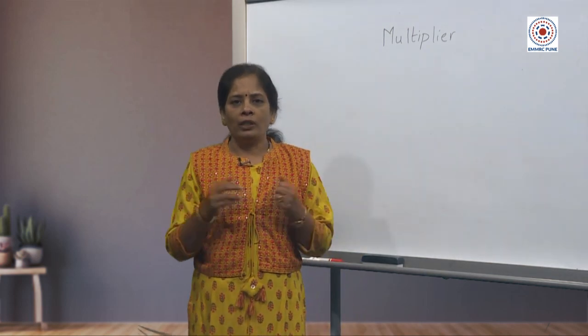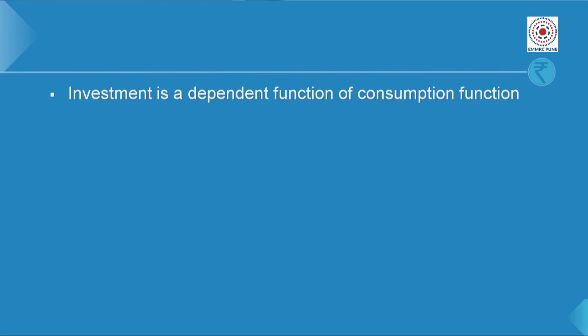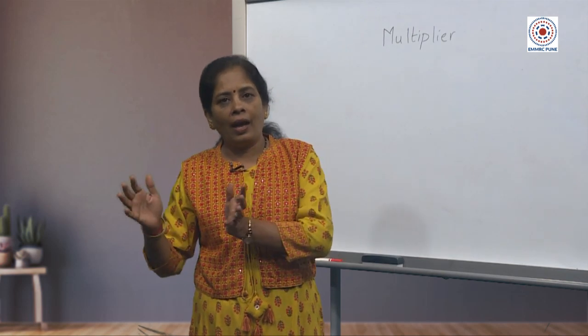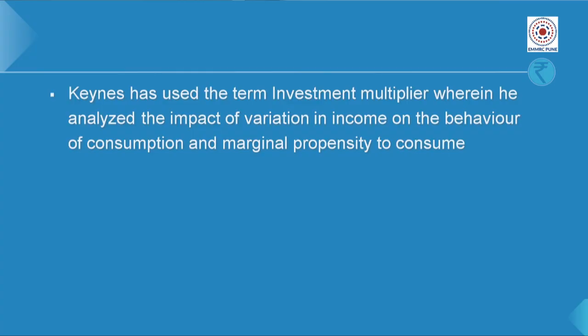Keynes was of the opinion that investment is a dependent function of consumption. Unless and until there is an appropriate and balanced relationship between consumption function, propensity to consume and quantum of investment, the process of economic growth cannot take place in a desired manner. Keynes has used the term investment multiplier, wherein he analyzed the impact of variation in income on the behavior of consumption and marginal propensity to consume.